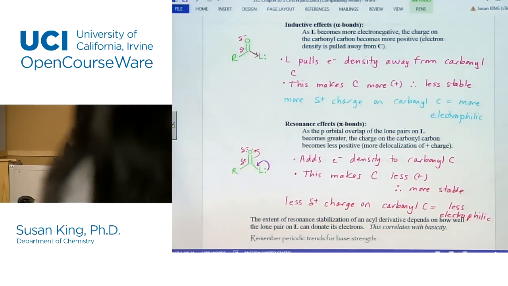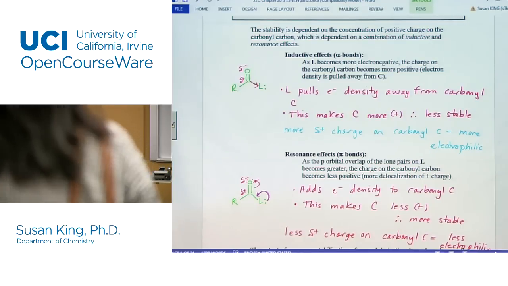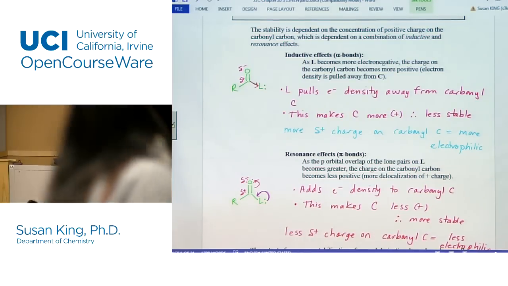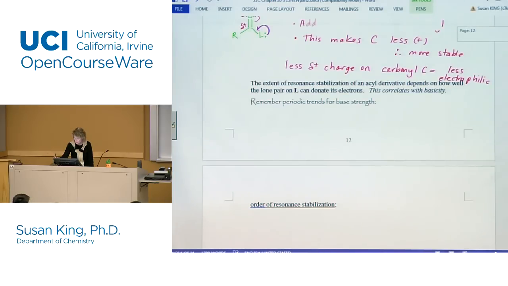Okay, so we're going to have to weigh the two. In some cases, the inductive effect is more important. In other cases, the resonance effect is more important. All right, so extent of resonance stabilization depends on how well the lone pair can donate its electrons. We have a good measure for that, base strength, right? The more basic an atom is, the more it wants to donate electrons.